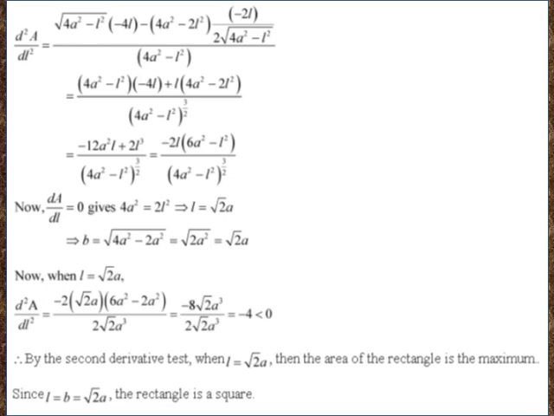For maximum or minimum, we have to find the value of d2A upon dL2 at the given point. So finding d2A upon dL2 at L equals to root 2a, we'll observe that it is minus 4 after simplification. It is minus 4, which is less than 0. So therefore, again by the second derivative test, when L equals to root 2a, the area of the rectangle is maximum. And since L equals to B, both are equal to root 2a, the given rectangle will be a square.